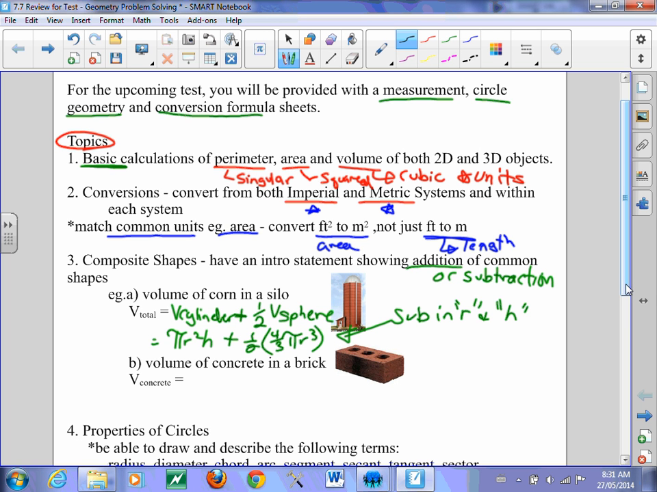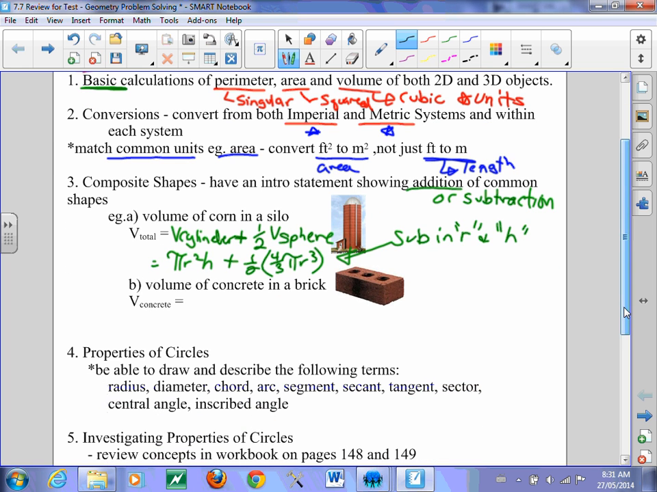Okay, whereas B, where you got volume of the concrete in the brick, notice there's some holes in this, so we can't just say it's total volume. We've got to take some whole volumes and subtract some holes. Okay, so what we're going to say is volume of the rectangular box, or just box, or volume outside, subtract 3 times the volume of the cylinders.